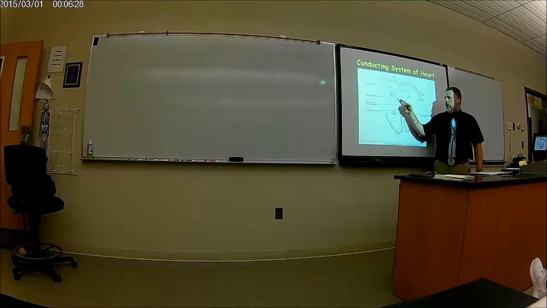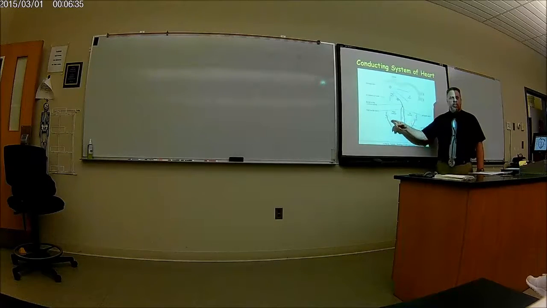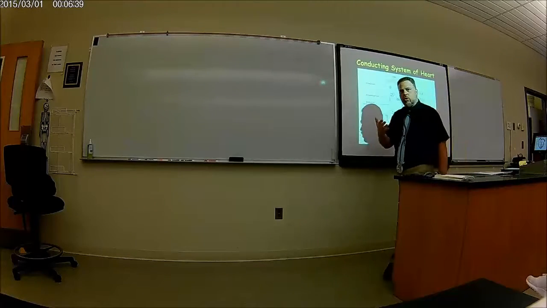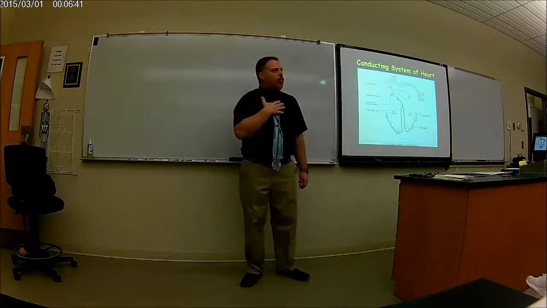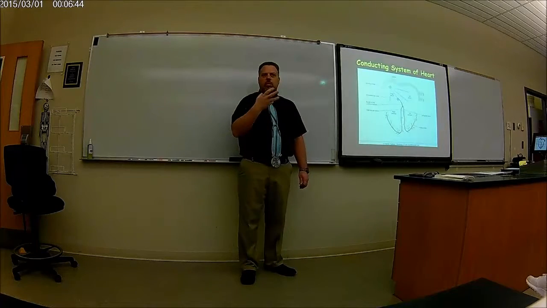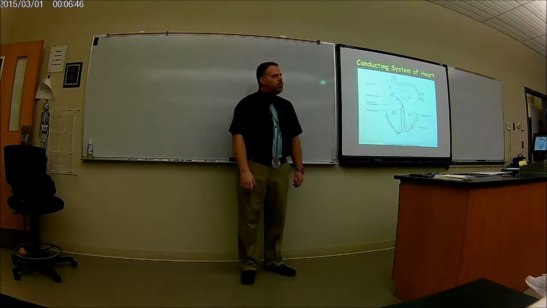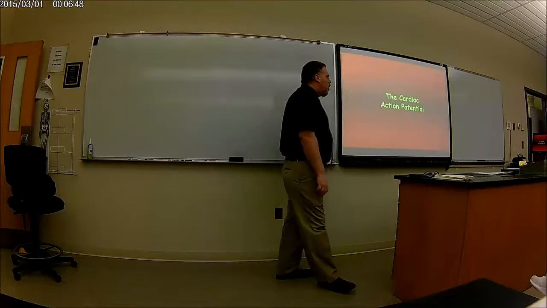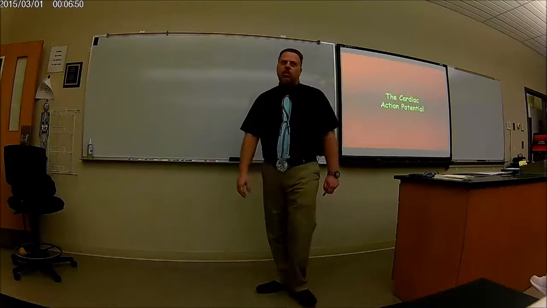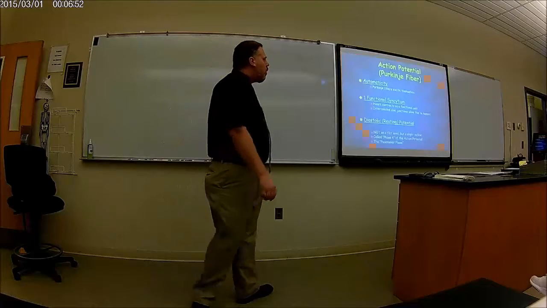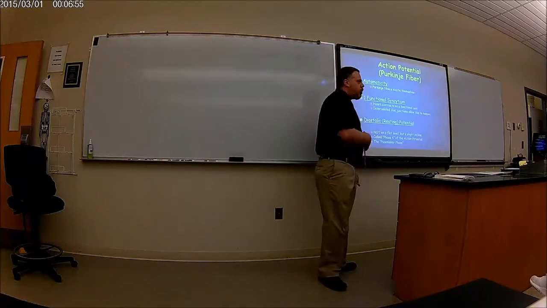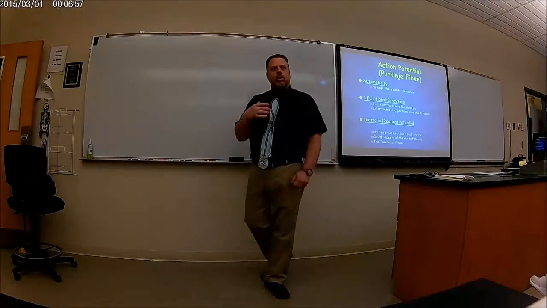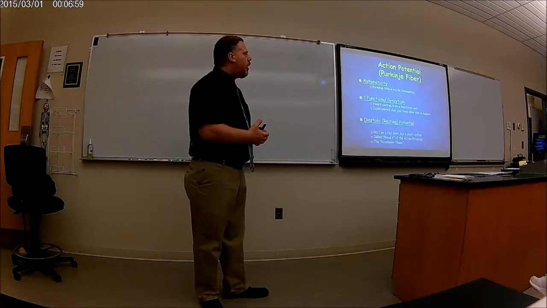SA node, AV node, bundle of His, right and left bundle branches, Purkinje fibers. Not bad, it's just weird words, but it's a five-point trajectory of this electrical impulse, okay? Now, let's talk about the action potential. Let's talk about the Purkinje fiber. It's a good start for you to understand what's going on here.